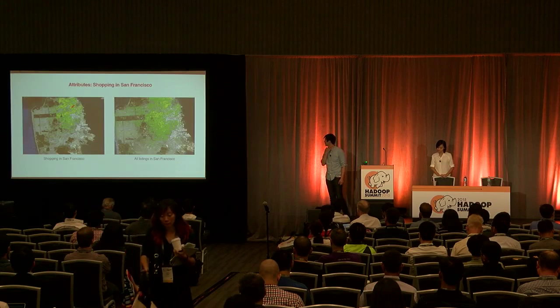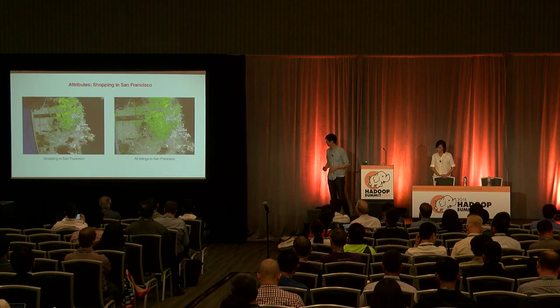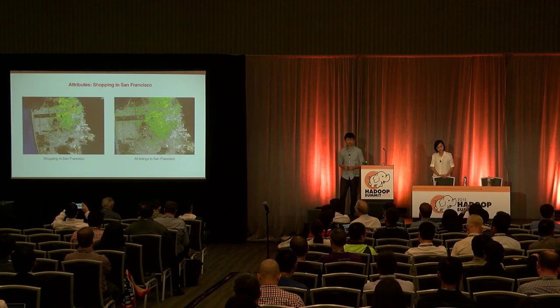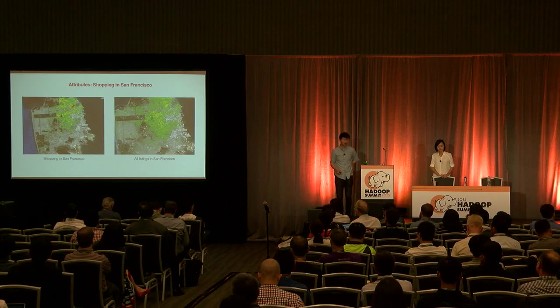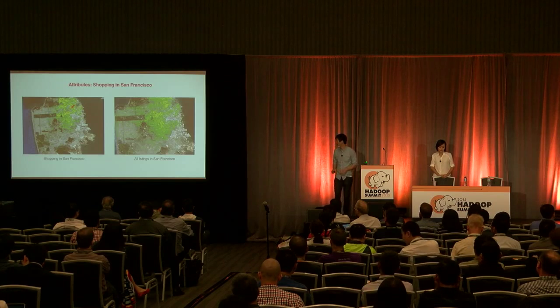Next, we did a lot of interesting work around finding which parts of the cities are good for what. On the left, we see shopping in San Francisco. On the right, we see all of the listings in San Francisco. And what we found is, if you look a little bit closely, you can see the Union Square area has a higher concentration of listings in San Francisco that mention shopping.